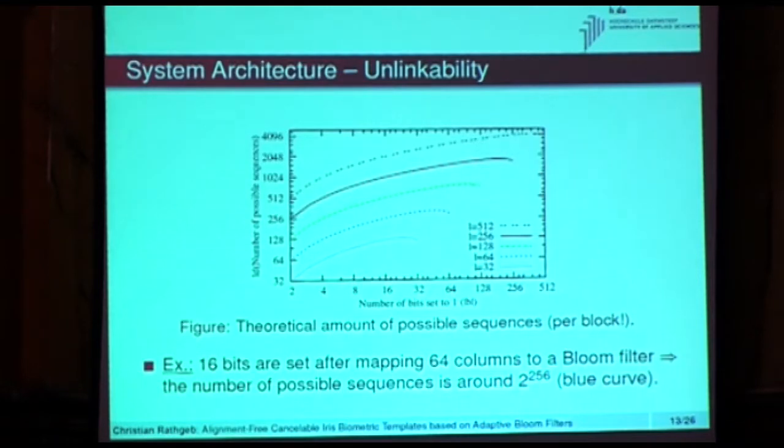So here we have plotted the amount of sequences for different block sizes. Note that both scales are logarithmic, so there's really a huge amount of possible sequences which could lead to a single Bloom filter. So for instance, if 64 columns are mapped to a Bloom filter and after the mapping 16 bits are set to 1, then this would correspond to the blue curve here, and if 16 bits are set to 1, we are here, and we get a total amount of 2 to the power of 256 possible combinations which could lead to the same Bloom filter.